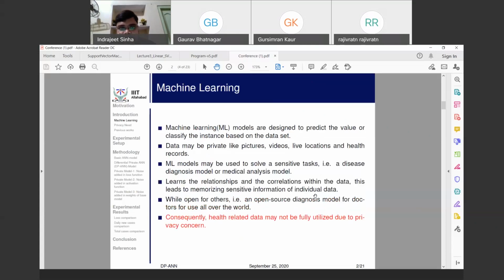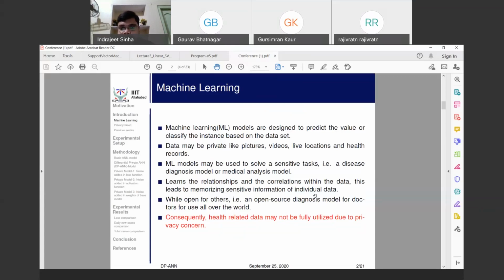As we know, machine learning models are designed to predict values and classify instances based on the data set. As I said earlier, data may be personal or public, but their state may be different. Data can be pictures, videos, live locations, and health records. These data have different aspects, and they can be utilized by machine learning models in different ways, like disease diagnosis models or medical analysis models.